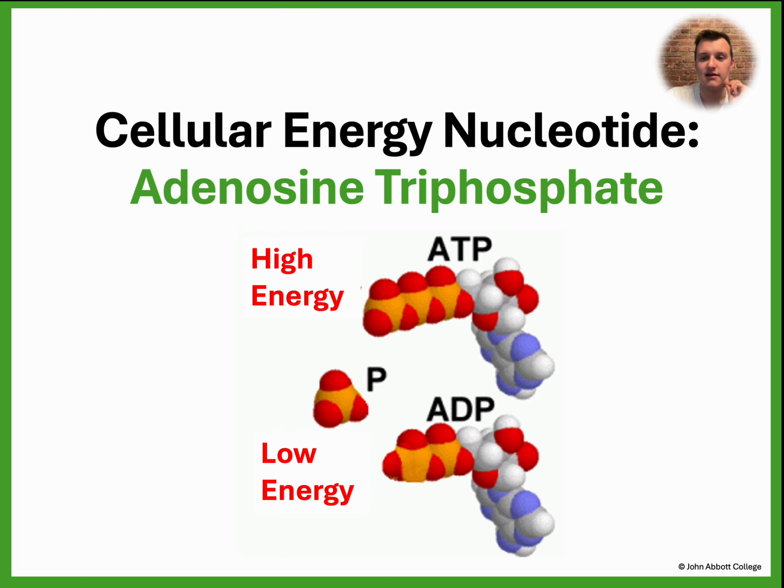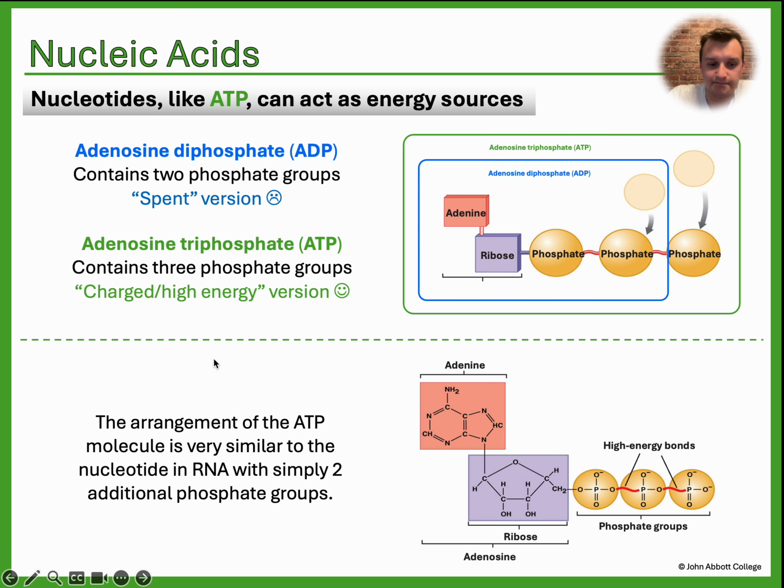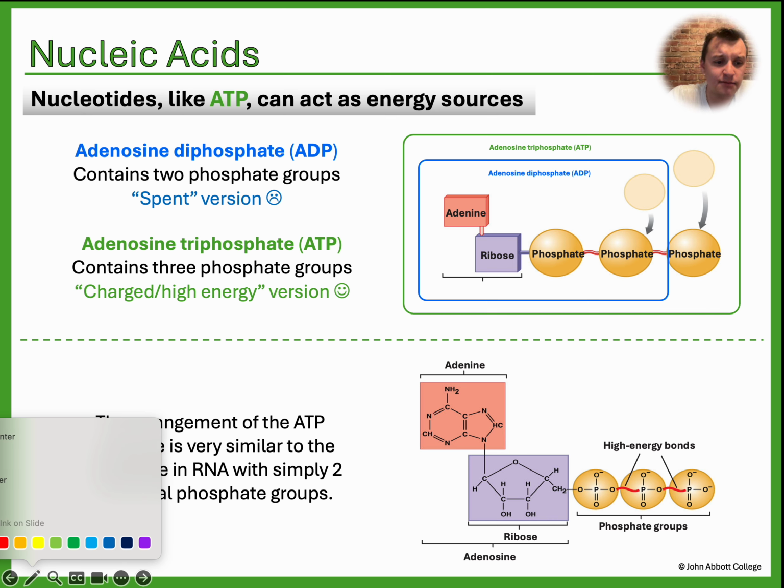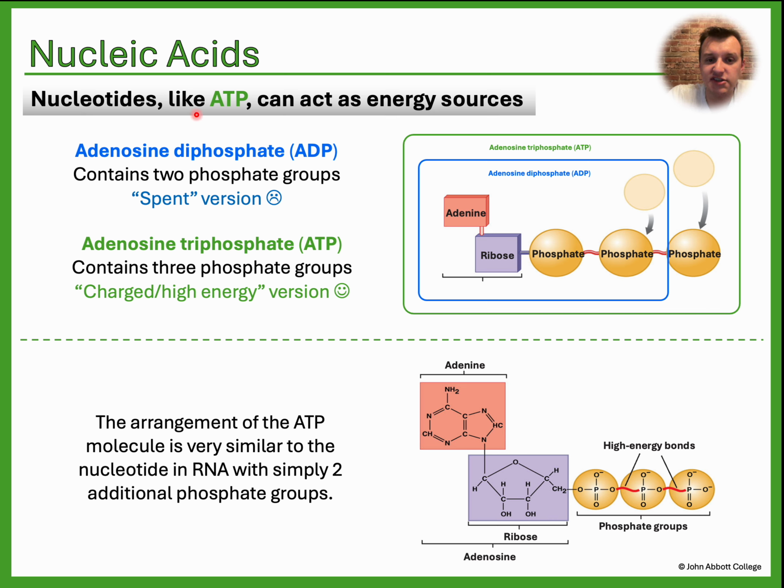All right. Last but not least is cellular energy nucleotide. So we have a nucleotide that is a bit different than just adenine. We have adenosine triphosphate. And we have adenosine diphosphate that we're going to take a look at. So, what is this? Over here, nucleotides like ATP can act as energy sources.